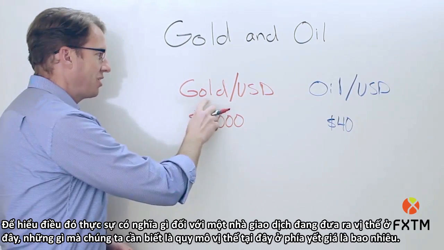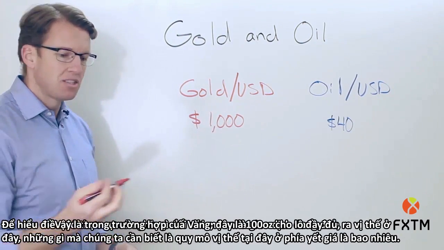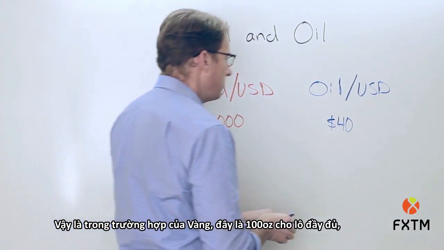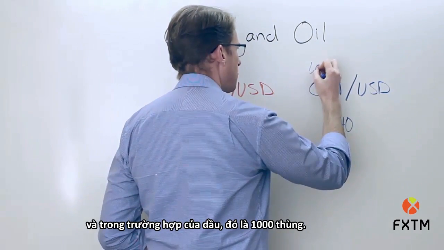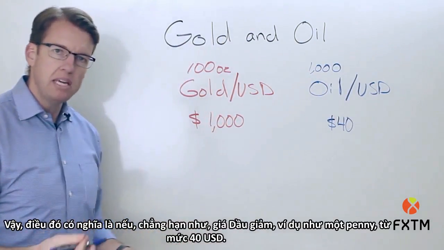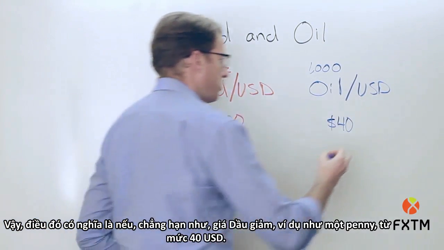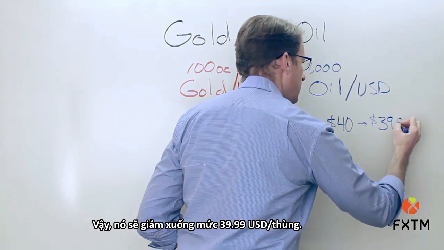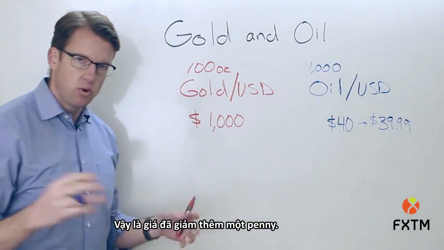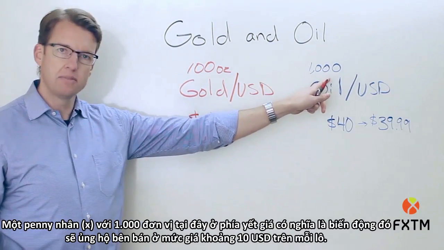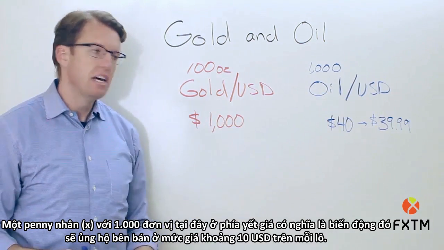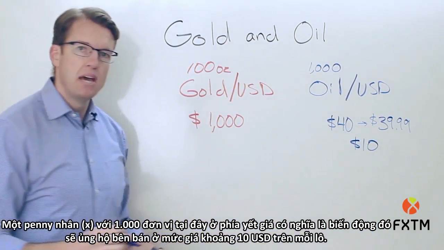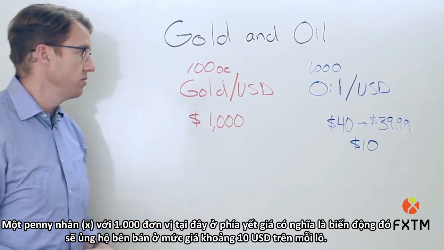Well, in order to understand what that actually means to a trader who's taken a position here, what we need to know is, how large is the size over here on the base? In the case of gold, this is 100 ounces for a full lot, and in the case of oil, it's 1,000 barrels. So if oil were to go from $40 and just move 1 penny, to $39.99 a barrel, it dropped by 1 penny. Well, 1 penny times 1,000 units on the base side means that move would be in favor of the short side to the tune of $10 per lot, or of course, adverse to the long side for $10.